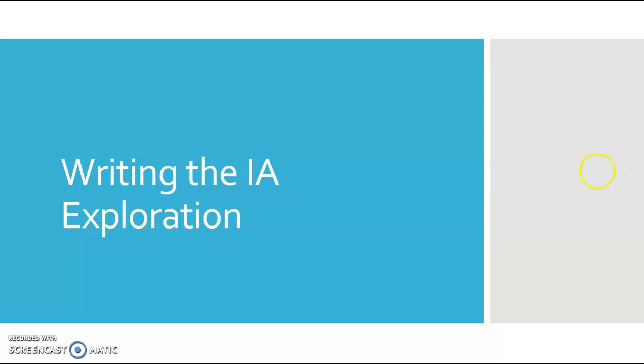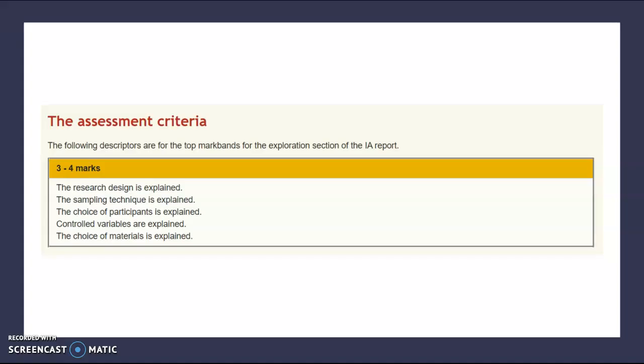Okay, so looking at the checklist first of all, and the assessment criteria, you can see that this section is worth 4 marks. So not a huge amount of marks for this, but again, quite difficult to get those 4 marks if you don't ensure that each part of that assessment criteria is well explained in your response. So it looks fairly simple on the face of it. Research design explained, sampling and choice of participants explained, materials and variables explained, but actually doing that is quite difficult.